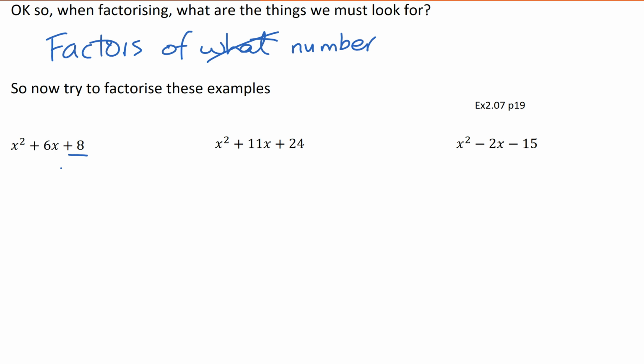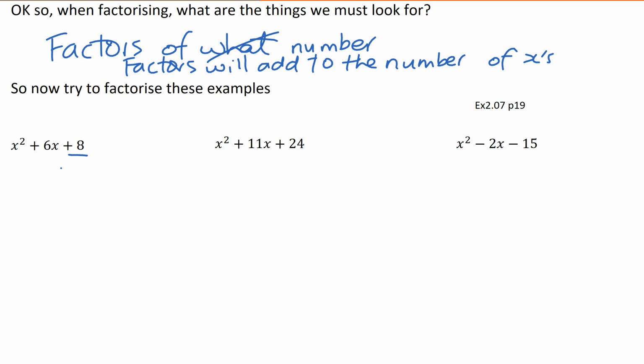What is it about those factors? Those factors have to add to the other number, whatever it is, the number of x's. Okay? So, first term, the first one I'm asking you to factorise. What are the factors of 8? 2 and 4. Any other factors of 8?